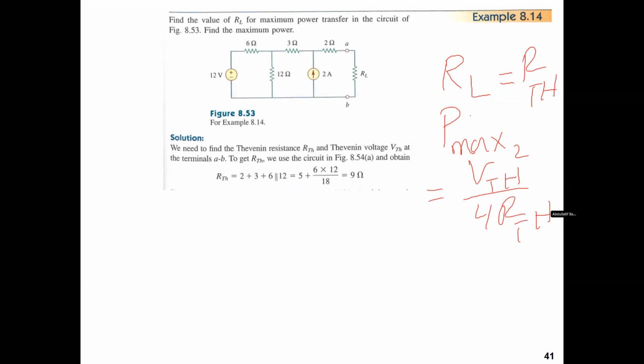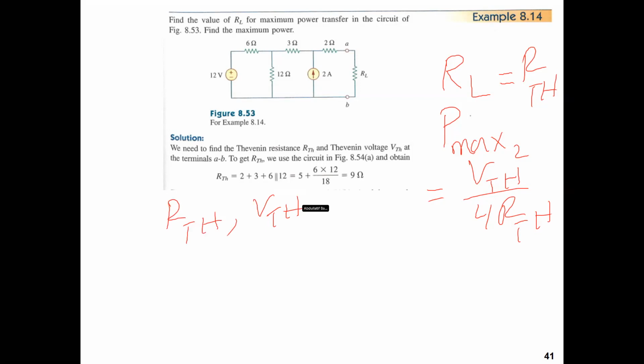So if we need to find P max, we have to find RTH. Then if we find RTH, we'll be able to find RL, and then we can find P max after we find VTH. So basically, this section depends on the previous section on Thevenin equivalent. We need to redo the Thevenin techniques to find RTH and VTH.